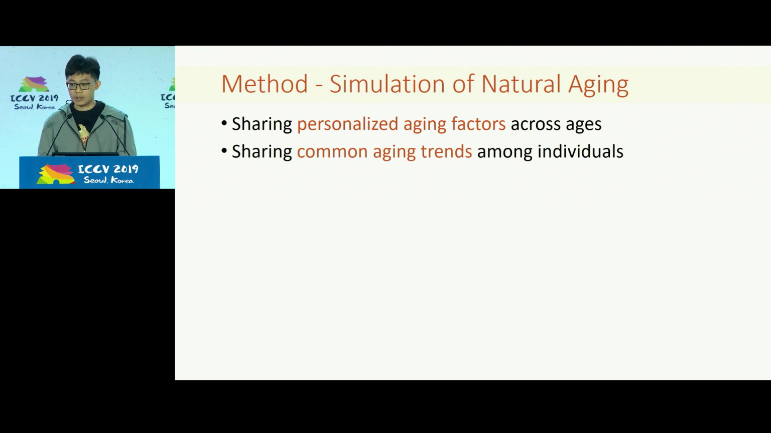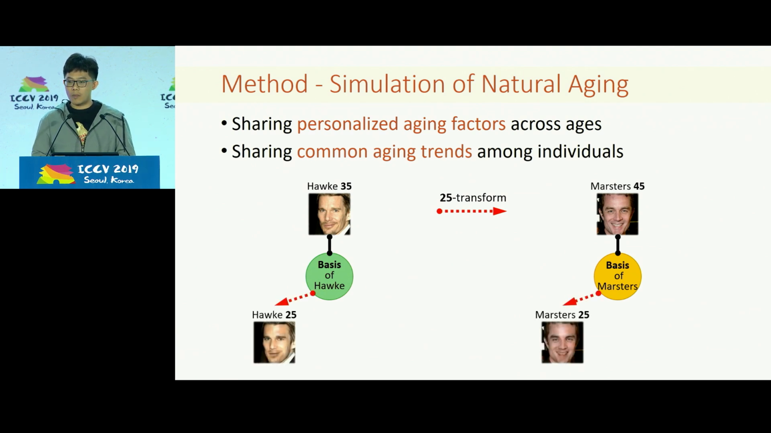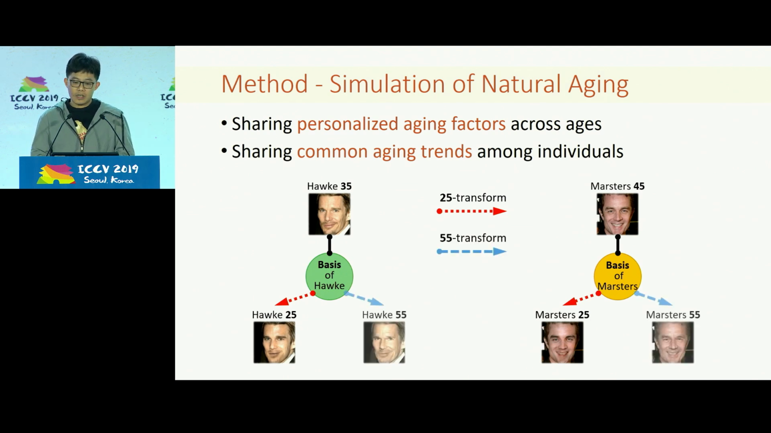For example, these two masters have their own personalized aging basis, which contains the information of their own aging manners. And this personalized basis is shared across ages because it is modeling the aging genes, which are determined since we were born. Then we have a common aging transform for each specific age, which is shared by all persons. Specifically, when we apply a 25-year-old transform on their basis respectively, both of them will be translated to 25 years old. Similarly, the 55-year-old transform can change both of them to 55 years old.